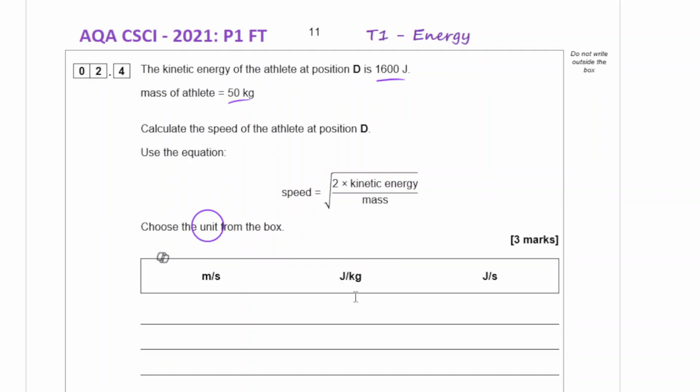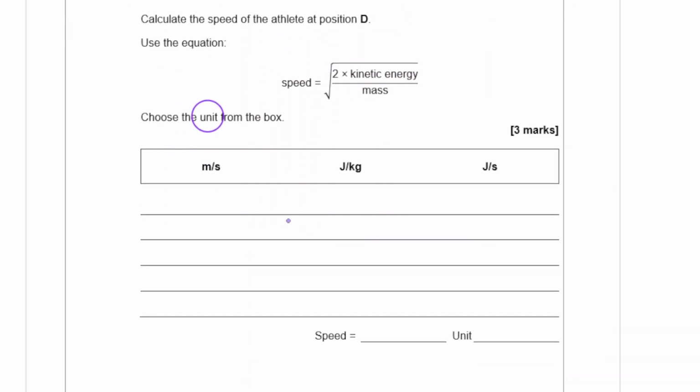Now, let's work out the speed first. Speed equals the square root of 2 multiplied by the kinetic energy, which is 1600, divided by the mass, which was 50, if I remember correctly. Yes, and that would give me an answer of 8. So the speed is 8. Now speed is measured in meters per second.